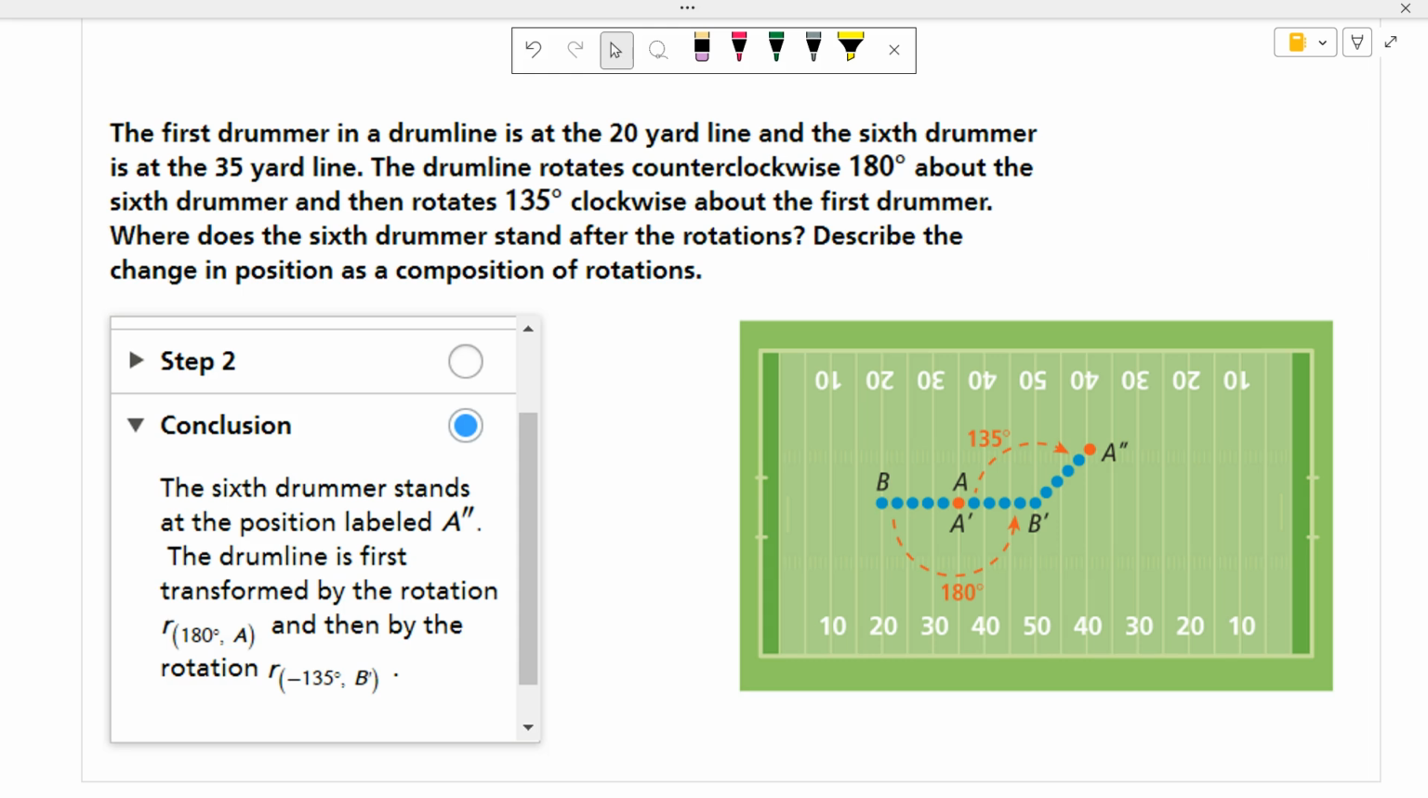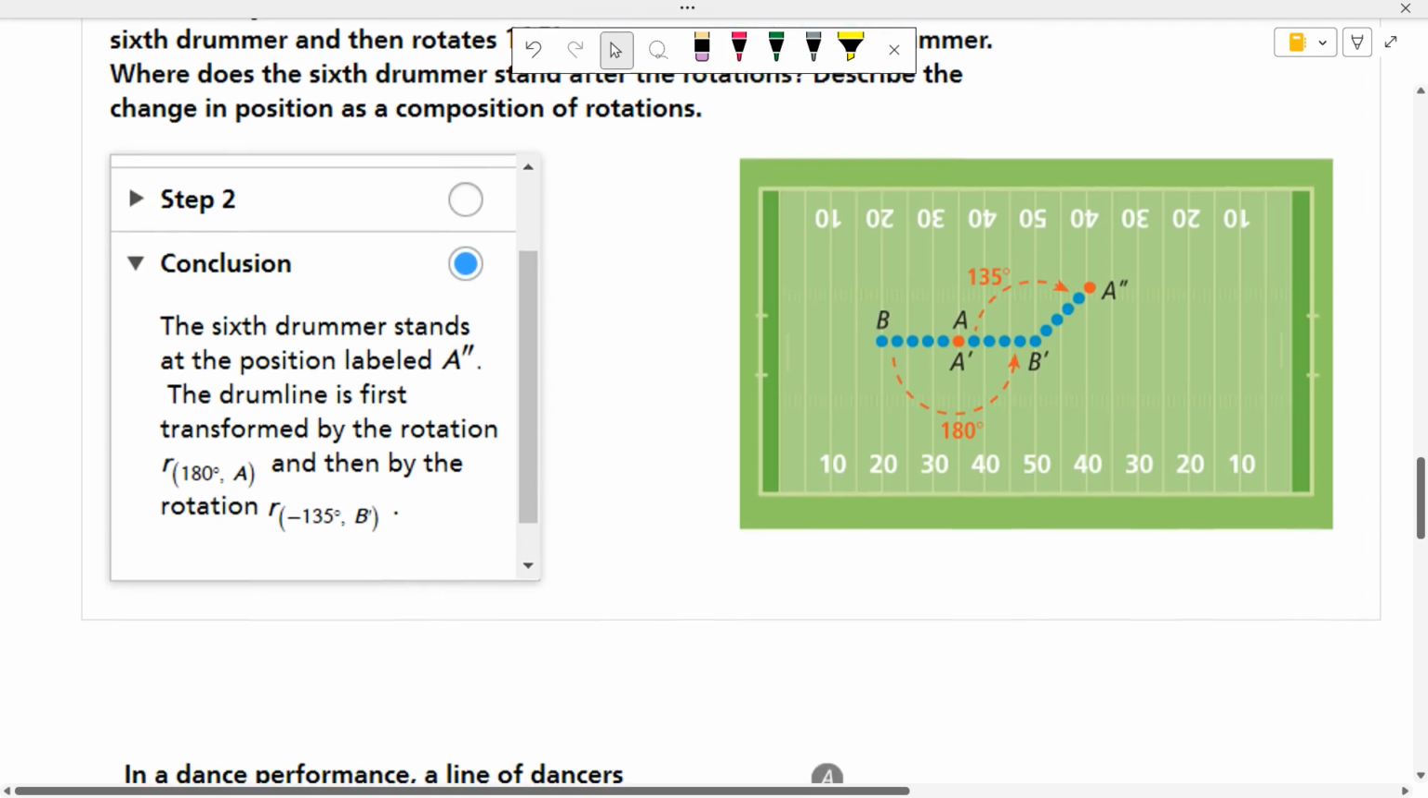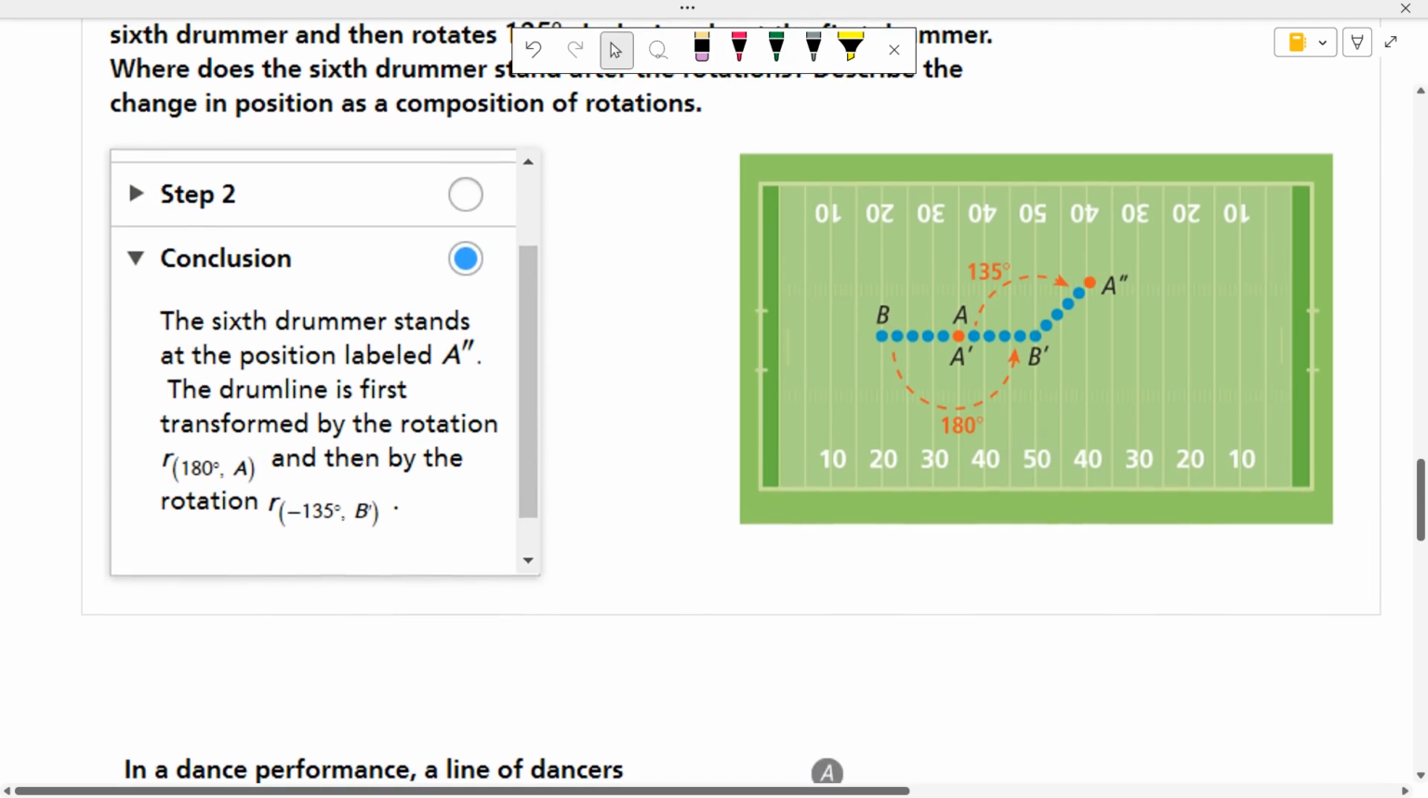Well, first there's 180 degrees here. This is the sixth drummer. Does he move after the first rotation? No, he's in the same spot. And then he'll go 135 degrees around B. And it's actually a negative, because that's clockwise, right? So it's a negative. So our composition of transformations would be this.